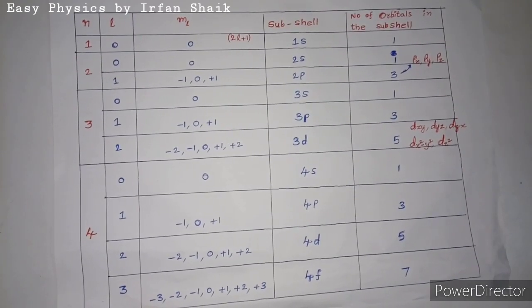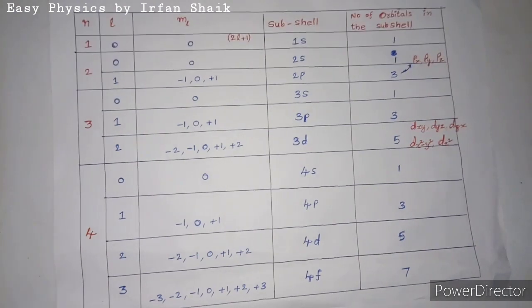Hi everyone. In the last class, we discussed the quantum numbers. Now, in this class, we are going to discuss the shells, subshells, the number of orbitals in the subshells, and the relation between these and the quantum numbers. To understand this easily, we need to understand the table given in this picture.